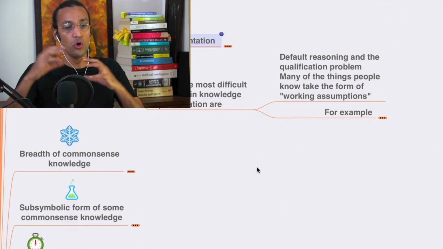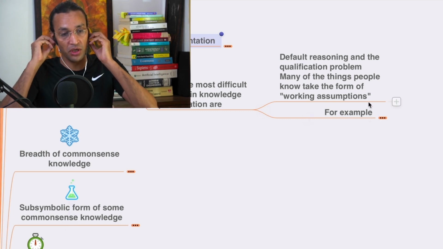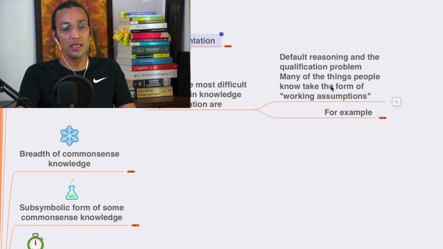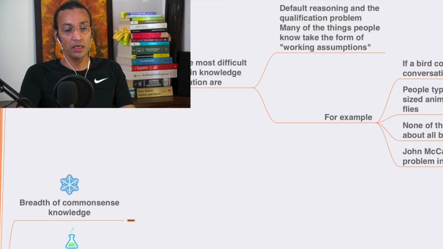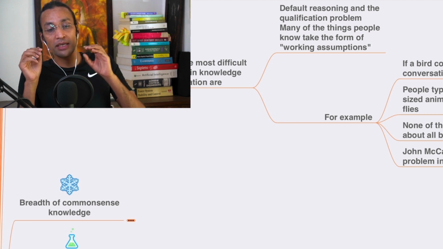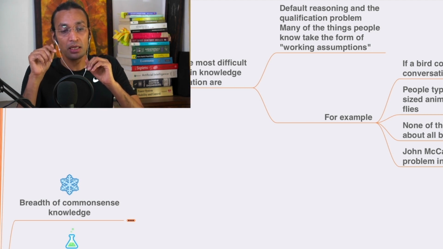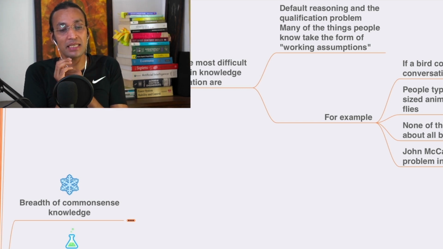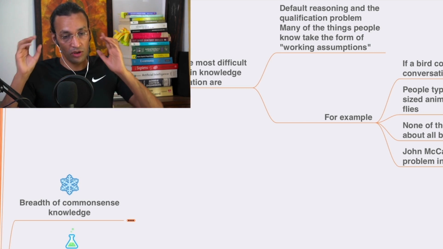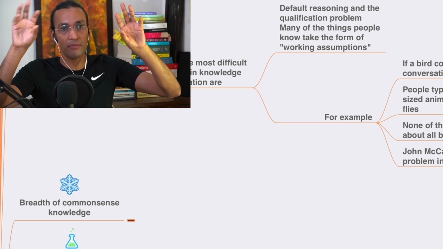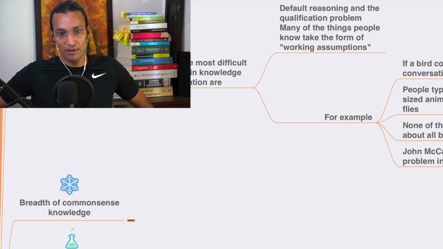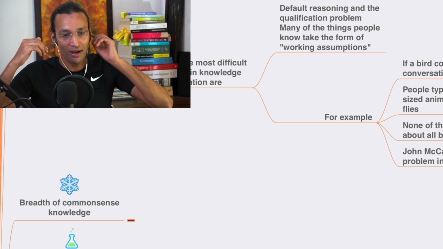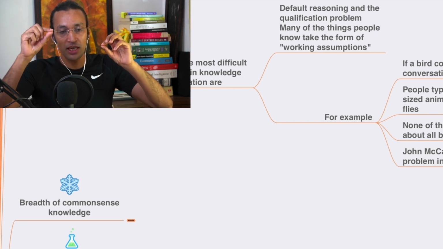And then among the most difficult problems in knowledge representation are default reasoning and the qualification problem. Many of these problems take the form of working assumptions. For example, if a bird comes up in conversation, people typically picture a small-sized animal that sings and flies. People will say it is singing, some raga. There are birds who also sing raga. So they're singing and also flying.